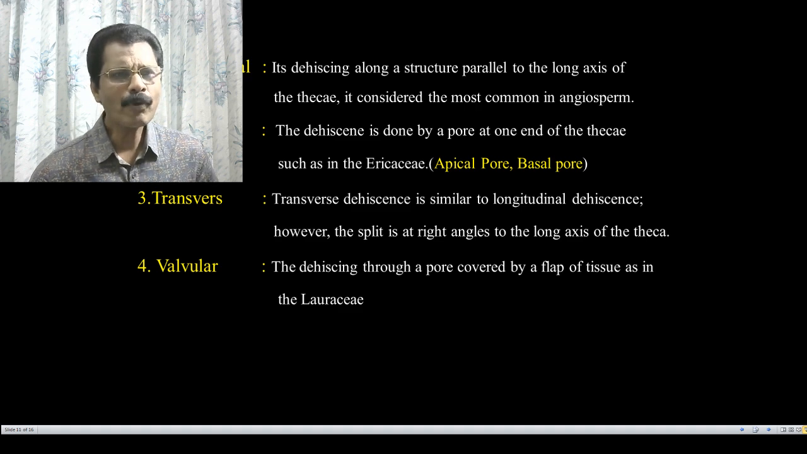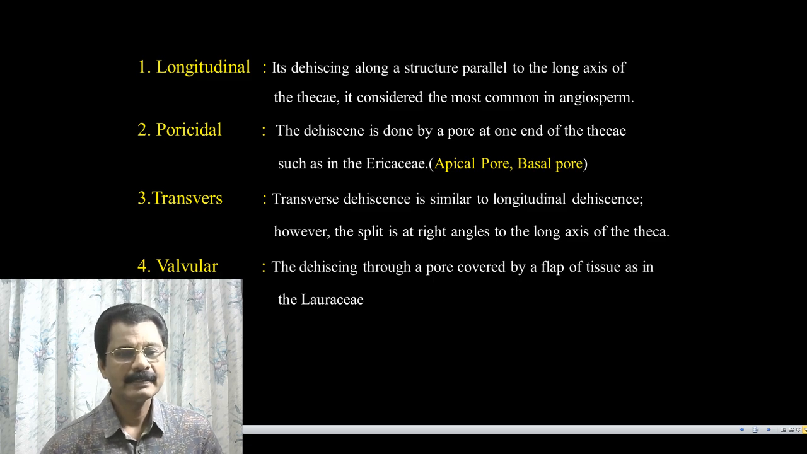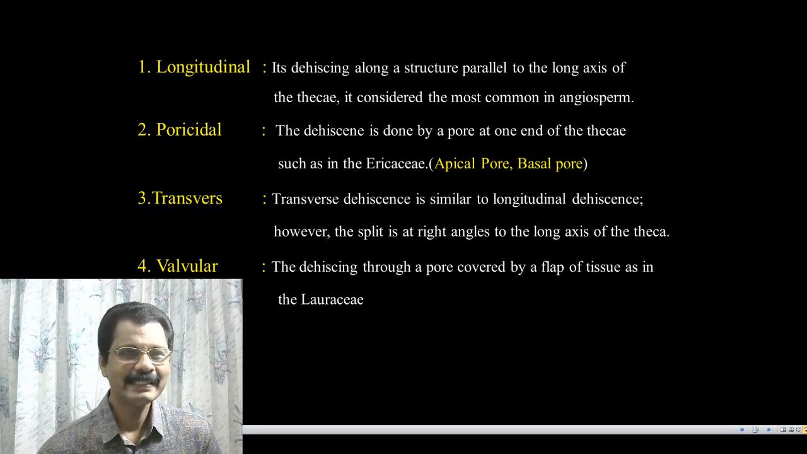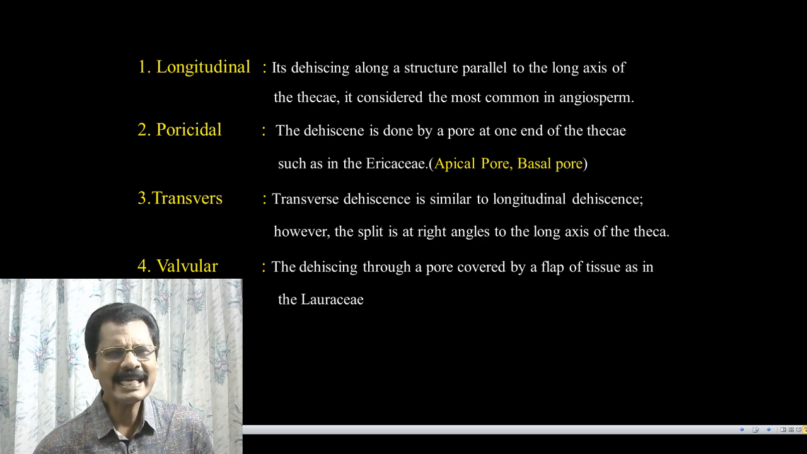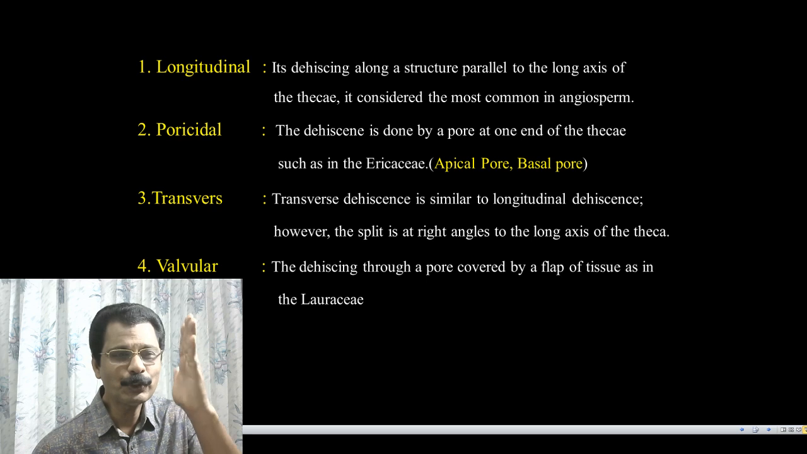Then there are four types of dehiscence, you can see. The first one is called longitudinal dehiscence. Longitudinal dehiscence means it is dehiscing along a structure parallel to the long axis of the theca. It is considered the most common type in angiosperms.